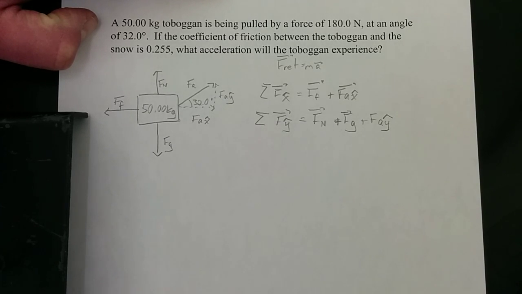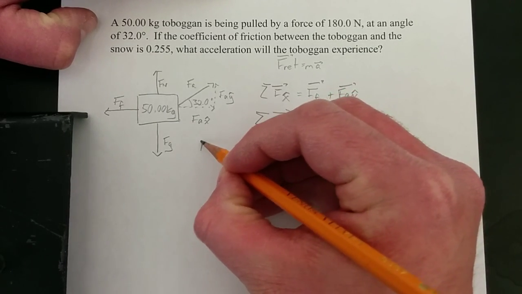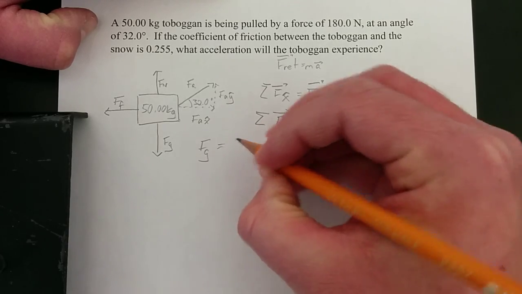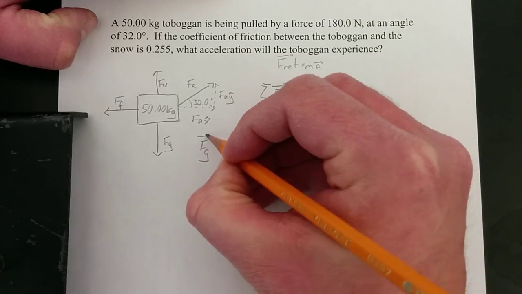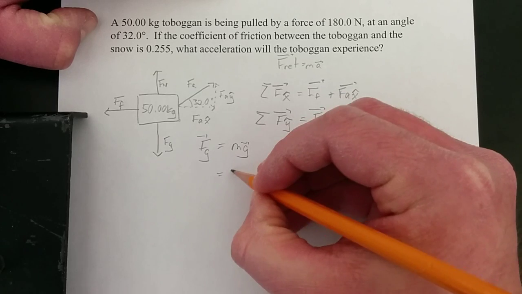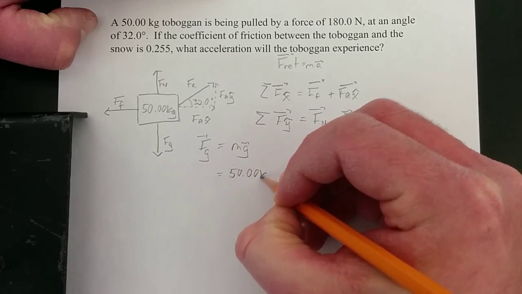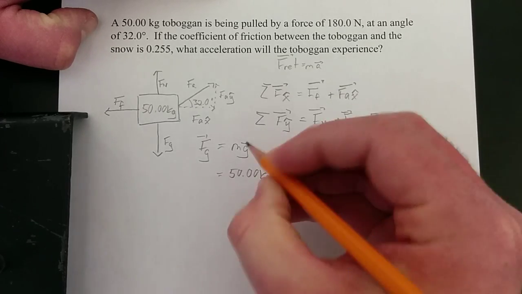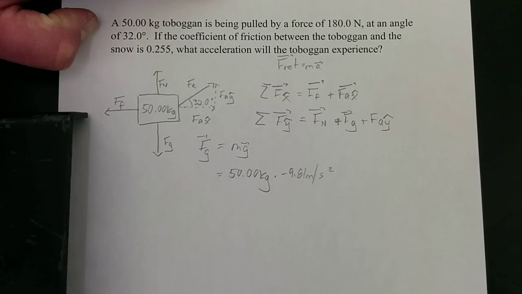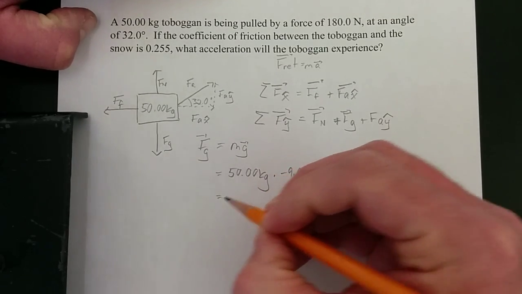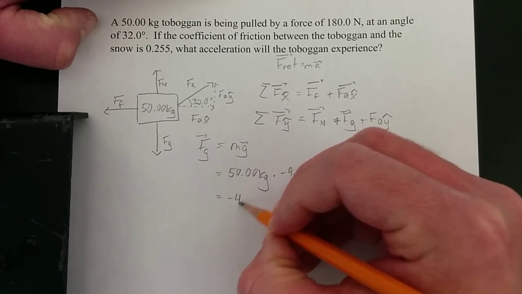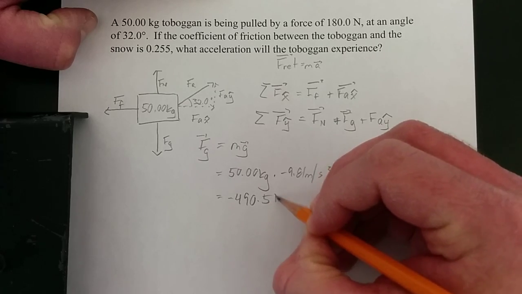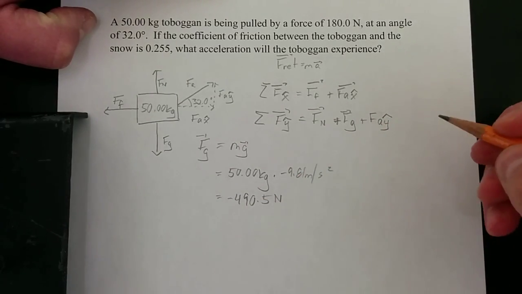And last, we should probably start to take a look at how to do some calculations. Everything is outlined for us, so we'll start off with the easiest one, which is the force due to gravity, which is our mass times acceleration due to gravity. And we'll put that down as 50.00 kilograms multiplied by negative 9.81 meters per second squared. And we're assuming it's negative 9.81 meters per second squared, although we know it does actually vary. And that's going to give us a value of negative 490.5 newtons.